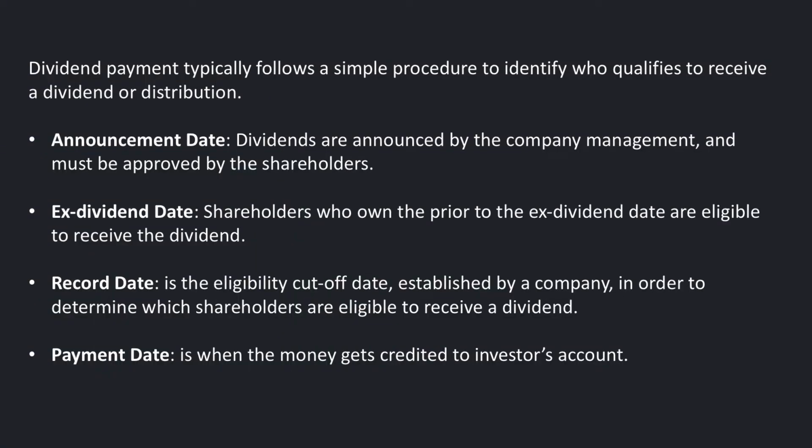And the dividend payment typically follows a very simple procedure to identify who qualifies to receive a dividend or a distribution. They have the announcement date, on which dividends are announced by the company management and must be approved by the shareholders. They have the ex-dividend date, when shareholders who own the asset prior to the ex-dividend date will be eligible to receive the dividend. If you don't own it before the ex-dividend date, you don't get the dividend. The record date is the eligibility cutoff date established by the company in order to determine which shareholders are eligible to receive a dividend. And then the payment date is simply when the money gets credited into the investor's account.